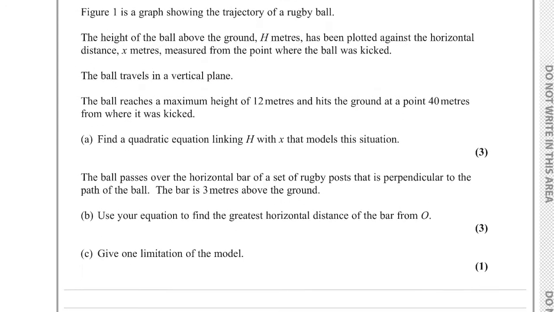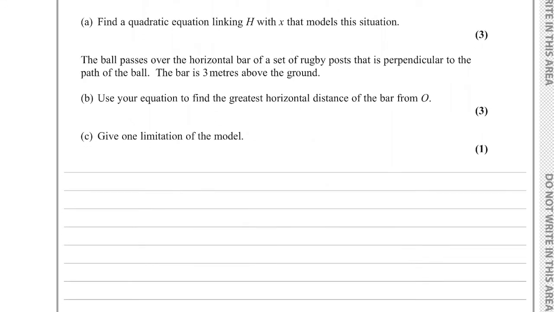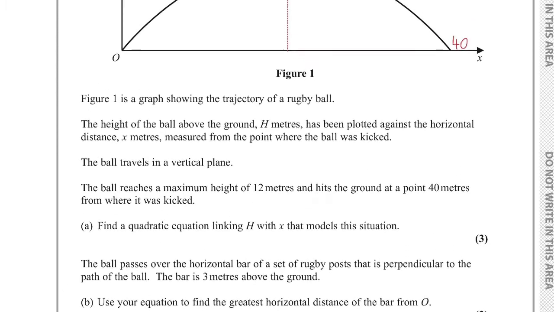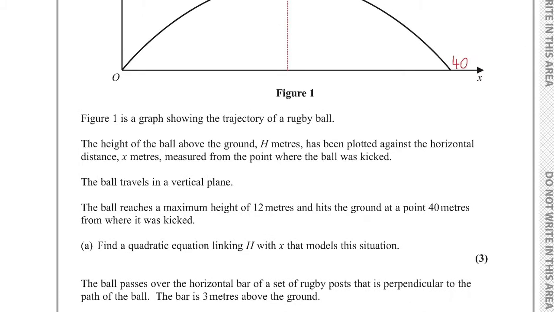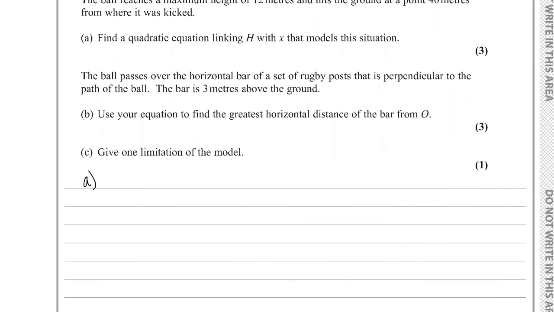We need to find a quadratic equation linking h with x. One approach will be for you to consider that because the graph is cutting through the x-axis at 0 and 40, it means that the factorized form should be something like x and 40 minus x.